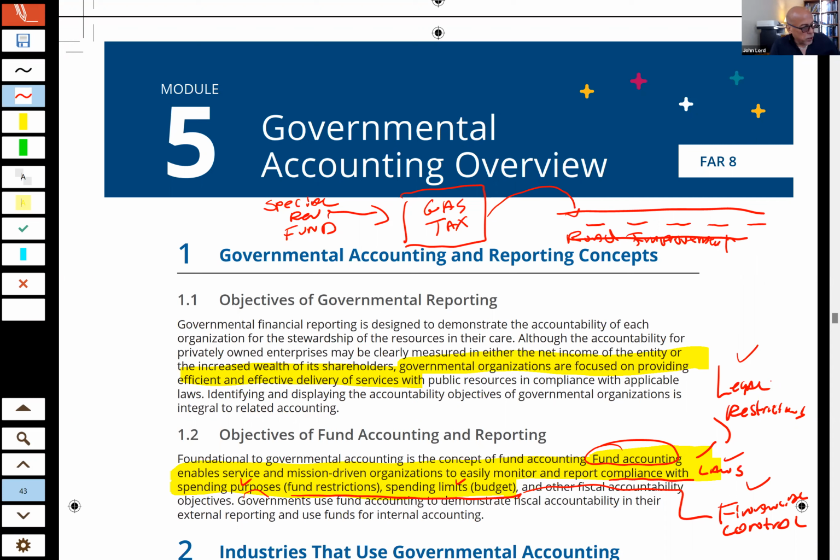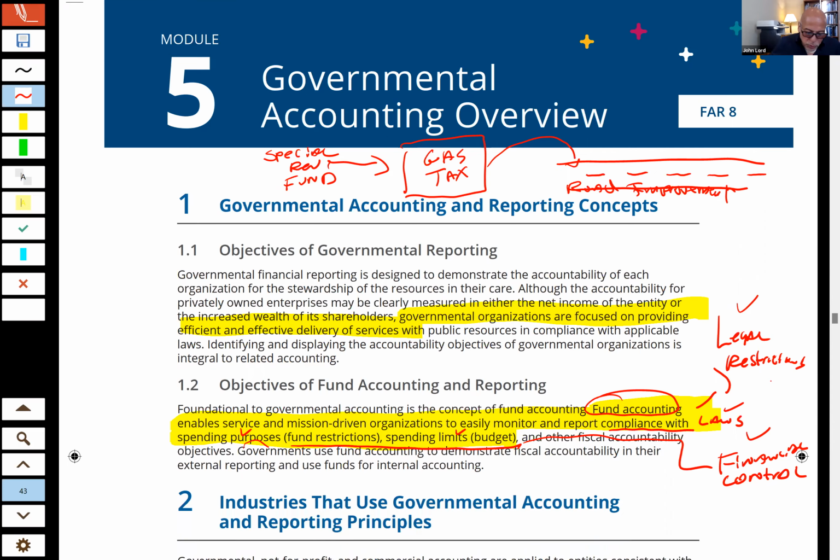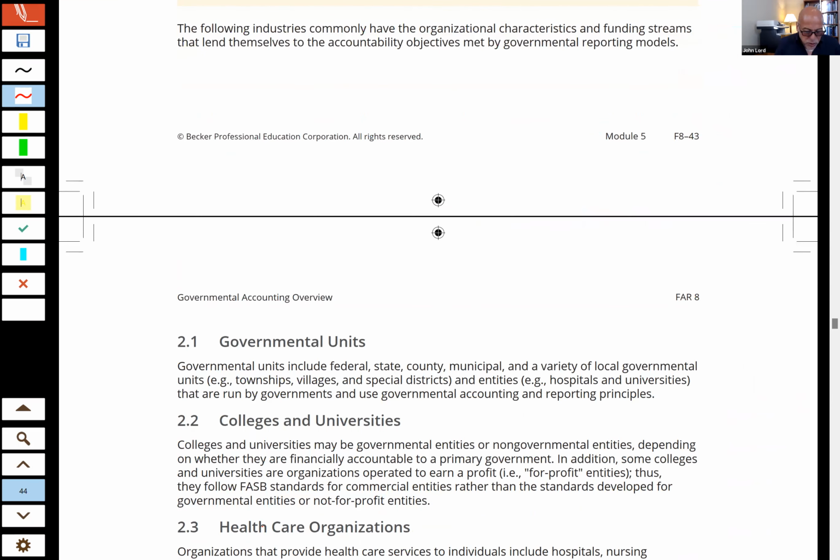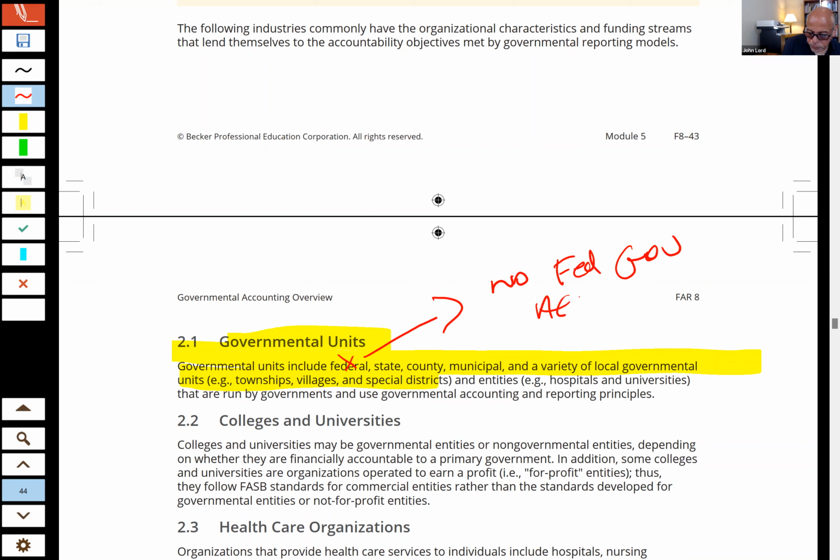Okay, good. Now when we talk about governmental units, obviously it includes the federal government, state government, and local governments like cities, townships, etc. Now, on the CPA exam, I should say, there is no federal government accounting on the CPA exam.